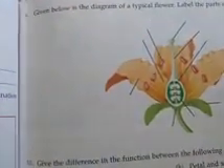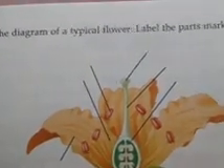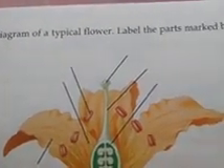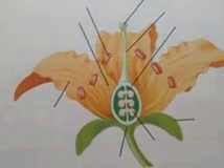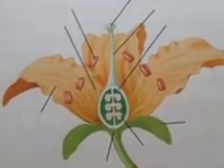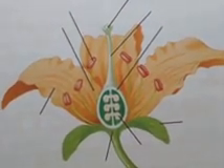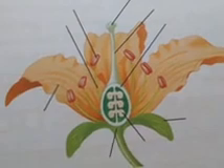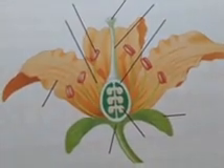Turn to the next page, that is page number 27. Question number 9. Given below is a diagram of a typical flower. Label the parts marked by guidelines. You will do the labeling in the book with pencil neatly. So these two diagram related questions are your homework for the day.